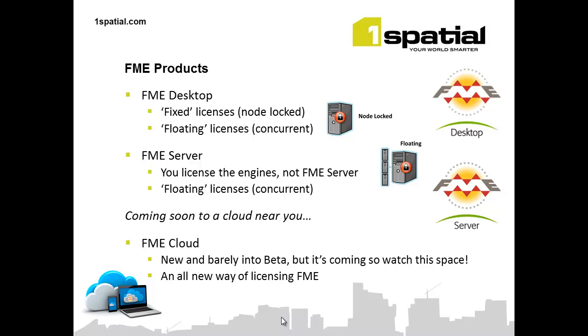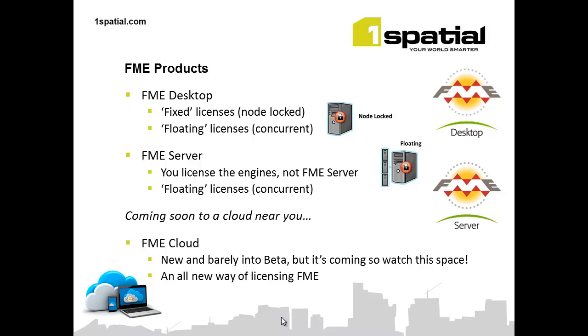So, the main products that are available, FME Desktop and FME Server. FME Desktop is available to be licensed with a fixed license model. That's sometimes referred to as node locked. You might hear it called that. There's also something called a floating license, and that's also available for FME Desktop. Occasionally that's referred to as a concurrent license because it means that you can have more than one individual using FME at any one time. So those licenses are concurrent.